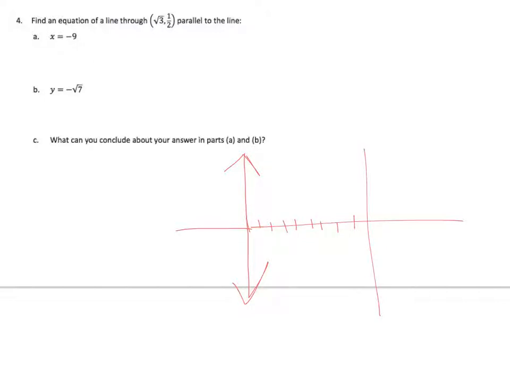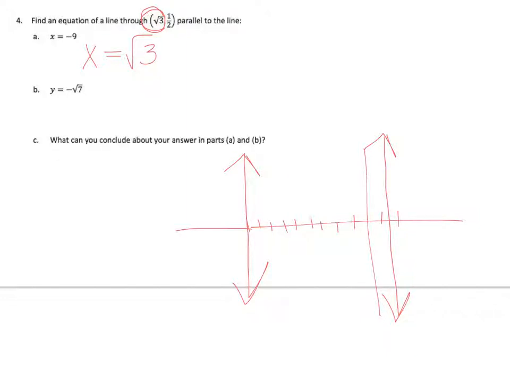Now an equation that's parallel to that will be going through this point, somewhere over here. Two lines that are vertical are parallel, because that's part of the definition. So we would have x equals the square root of 3.